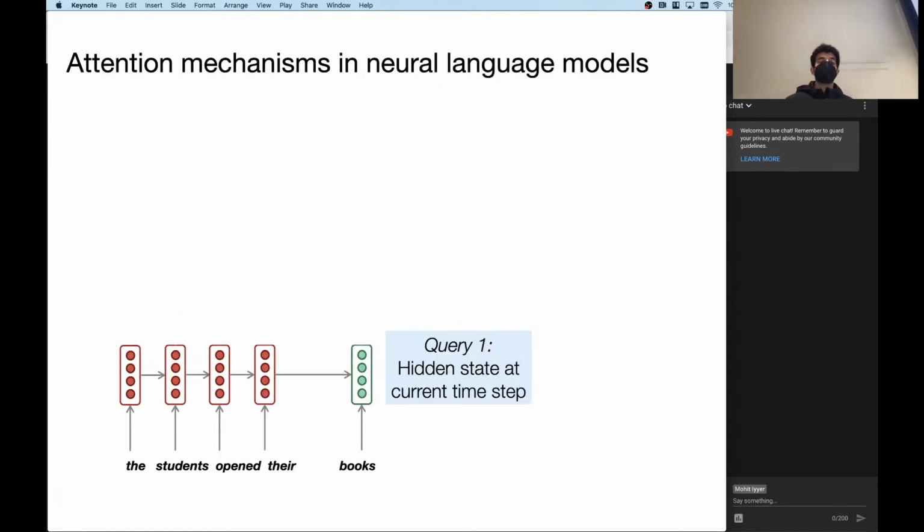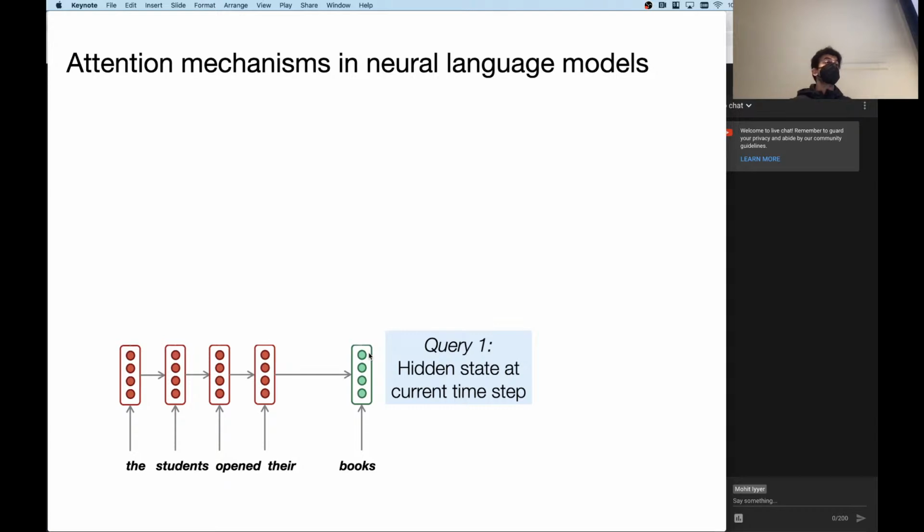So let's just go through how this might work in an RNN language model to give you some intuition. Okay, so let's say we have observed "the students opened their books." And for this word books here, we've computed this hidden state, h sub 5, I guess, or 4, or whatever.